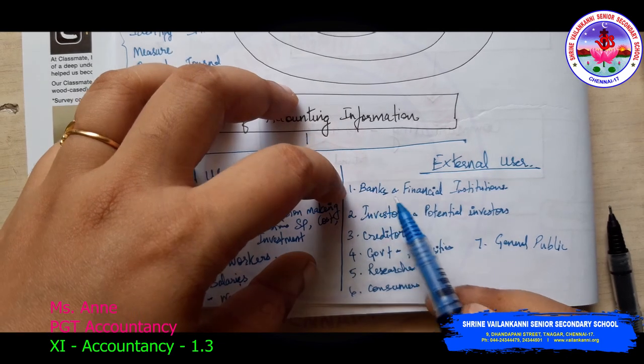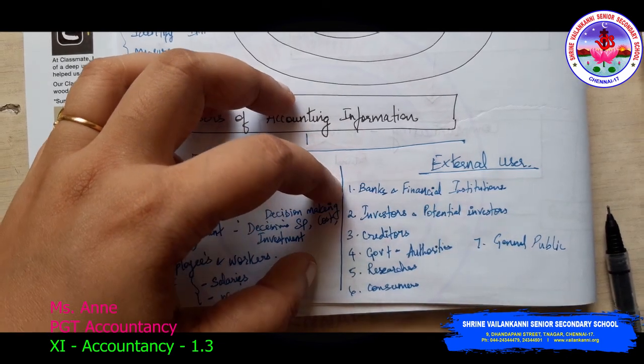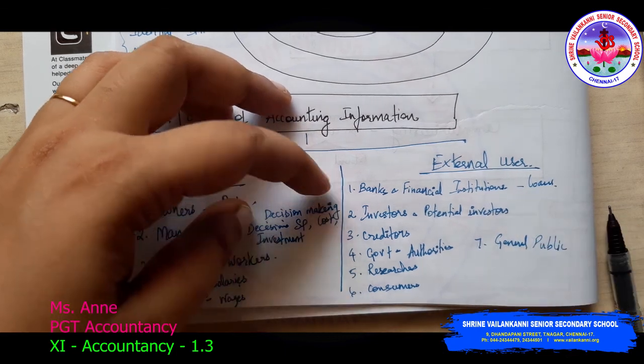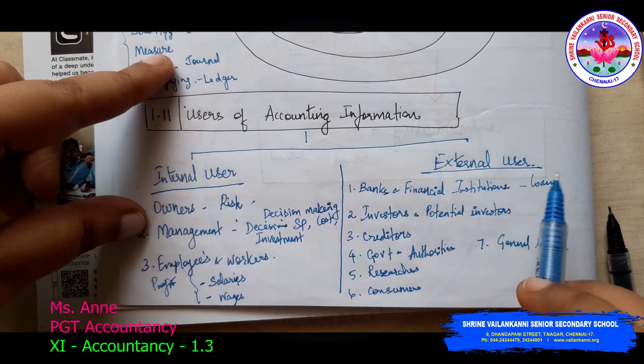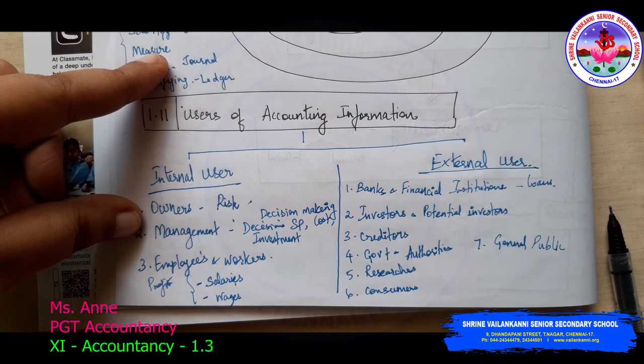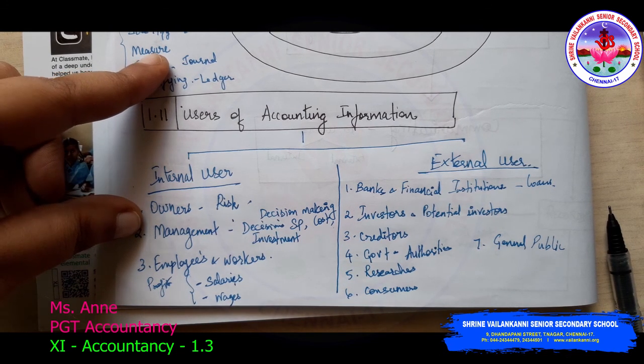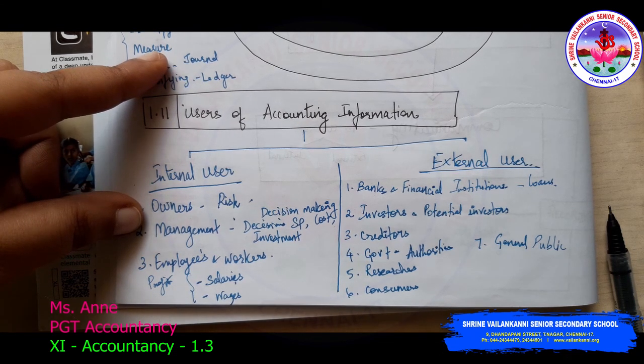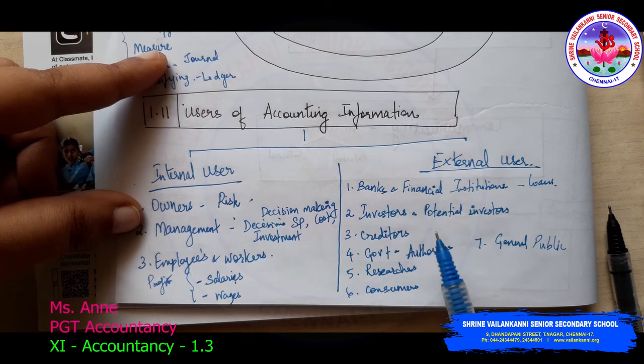Now, banks and financial institutions will be the persons who are giving loans to the organization. So obviously if you are giving loans, you should be well versed. We should be well knowing whether this particular organization will repay the loan or not. So we have to judge their credibility. Credibility means whether they will be able to repay the loan or not.